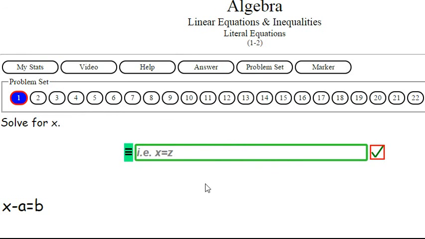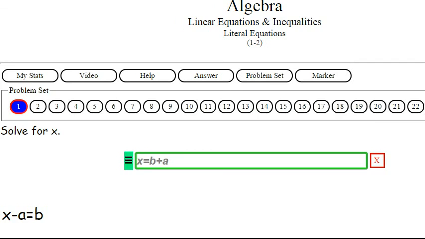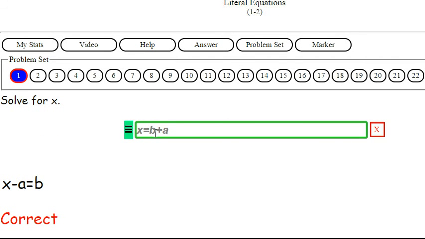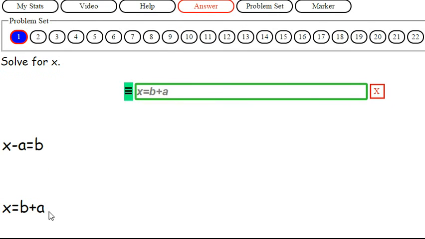Okay, so let's go ahead and type that in. x is equal to b plus a. Now let me mention something here, and that is a plus b and b plus a are the same. But this is the particular form that I've got it programmed to deal with. So if you typed it in as x is equal to a plus b, well, it's still right. And of course, you can click up here and see what the answer is if you can't figure out what goes in there.